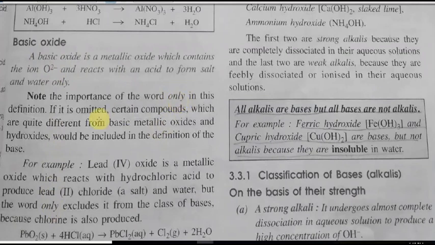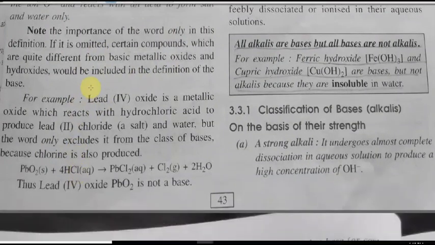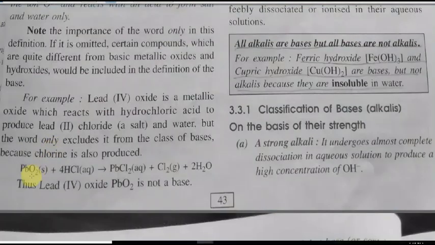If it is omitted, certain compounds which are quite different from basic metallic oxides and hydroxides would be included in the definition of base. Just for example, let us consider lead oxide. Now going to this definition, lead oxide is reacting with hydrochloric acid, salt is produced, this is okay, water is produced, this is okay, but chlorine gas is also produced, so it is violating the word only. Hence PbO2 is not a base. So we have checked the definition of a base.